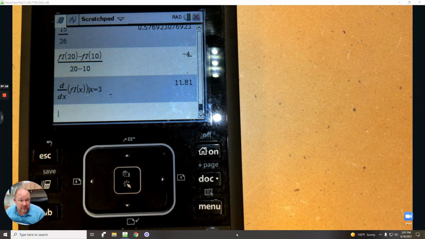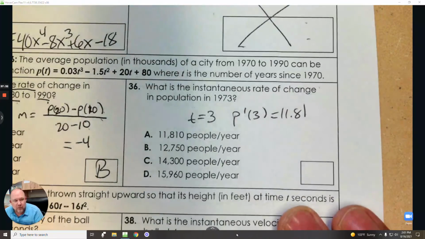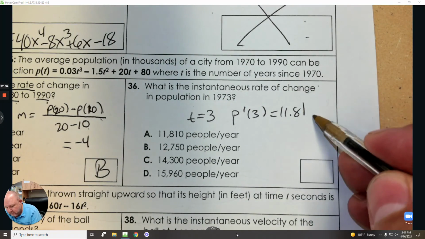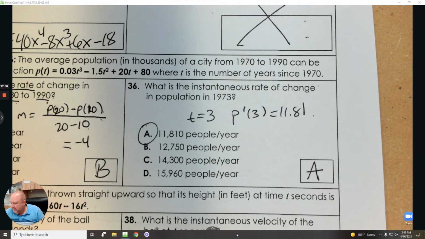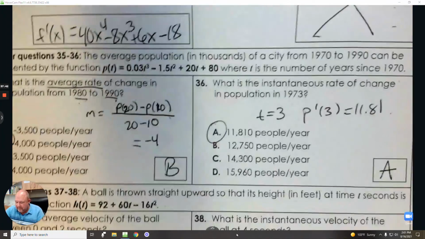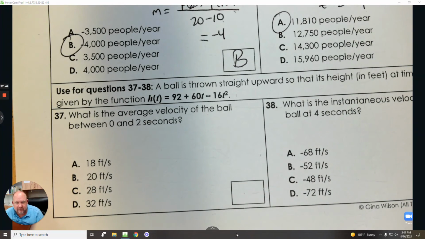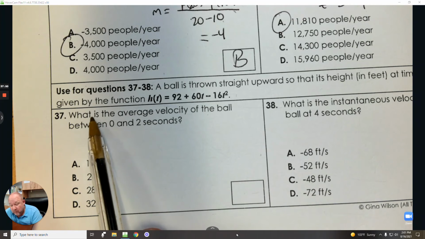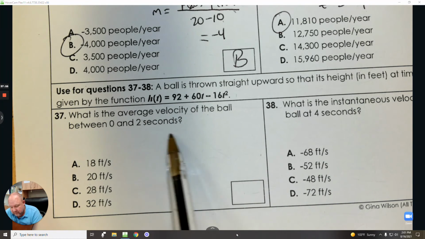Now it's in thousands. So 11.81. I actually have to move the cursor 3 to the right, so the answer is A, 11,810 people per year. All right, 2 more left. We have a new equation we're going to use, so we're going to put that in our calculator. Oh, the numbers are small enough we don't have to. But what is the average velocity of the ball between 0 and 2 seconds?